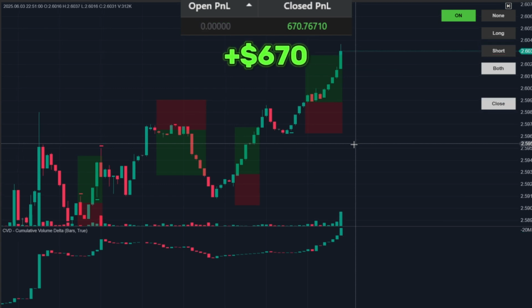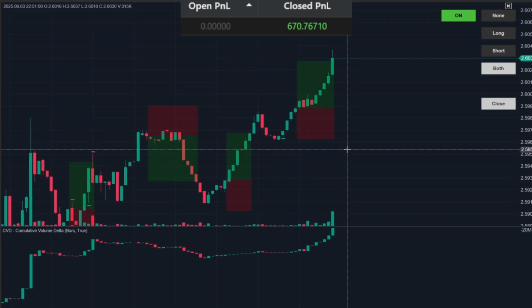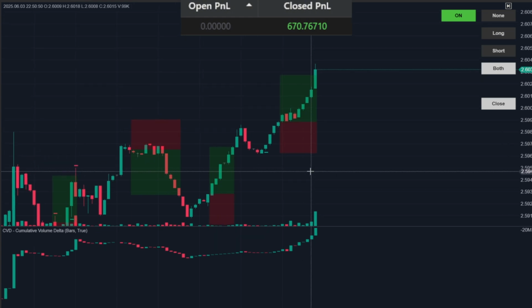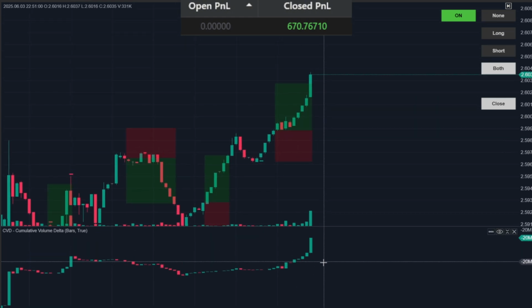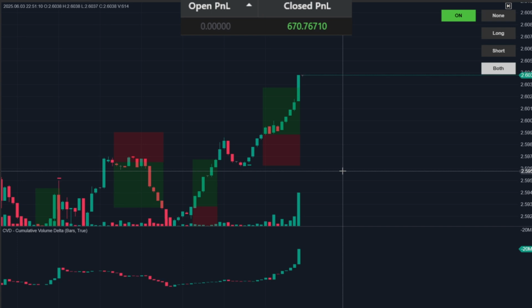Order cancelled. Okay, a lot of volume just pumped in. We win that trade. It hits our take profit very quickly there. That's what we like to see. So we're up to 670 USDT profit. See if we get filled long again.